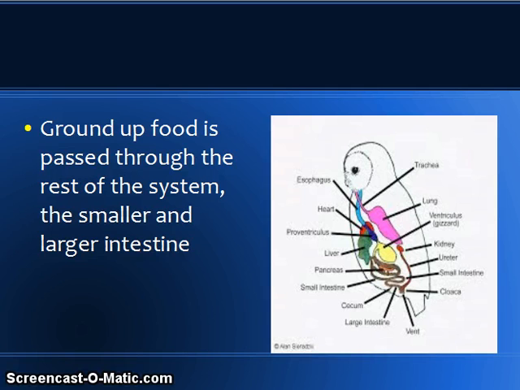The food is ground up and is passed through the rest of the system, including the smaller and the larger intestine. The food is absorbed into the body by the smaller intestine, meaning the nutrients and the things the owl needs to survive. And the larger intestine holds all the waste, and it's excreted by droppings. So it's extremely similar to how a human system is.